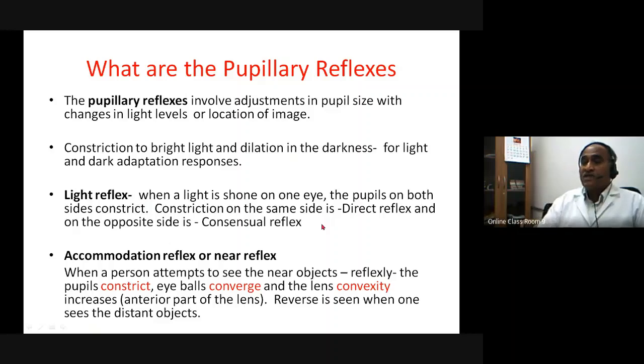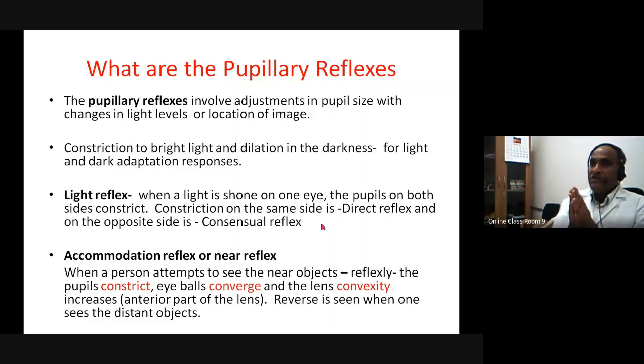When the object is brought to your eye, either from away to near the eyes, as the object approaches, what happens? The eyeballs converge. That is what we see. And if you closely observe, the pupils constrict. And if you observe it much more, there will be a change in the convexity of the lens. So this type of a response is known as accommodation reflex.